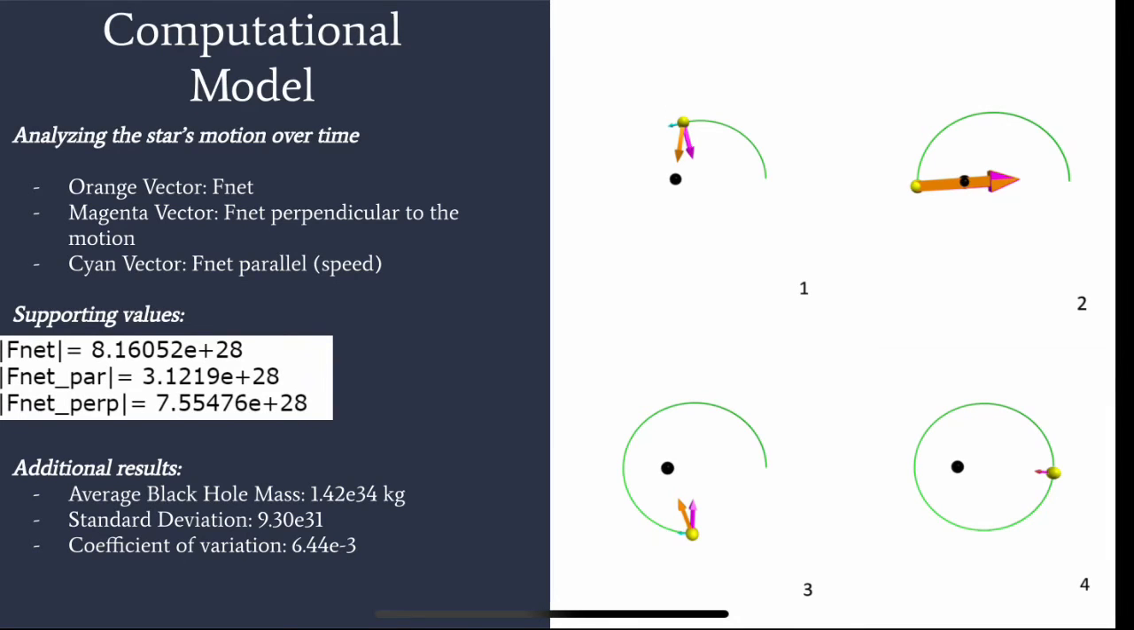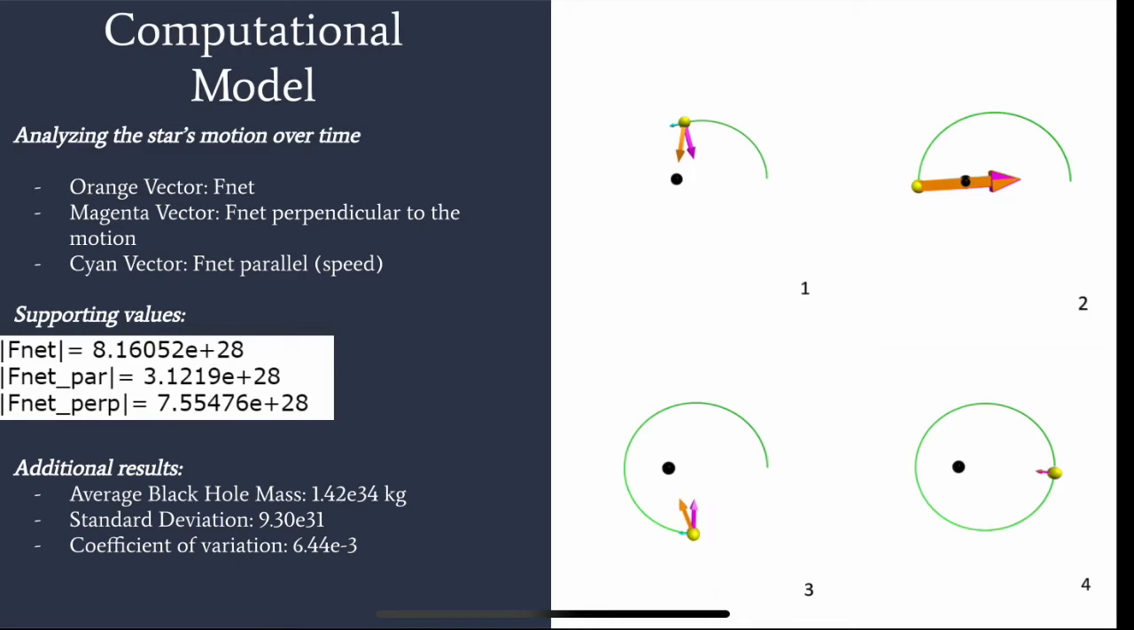And also, F-net perpendicular is always pointed inwards to the kissing circle, and both F-net and F-net perpendicular have larger magnitudes the closer the star is to the black hole, which follows the law of gravitation, which tells us that gravity is greater at shorter distances. Also, you can see that F-net parallel is always parallel or anti-parallel to the star's motion, which causes the star to either speed up or slow down.